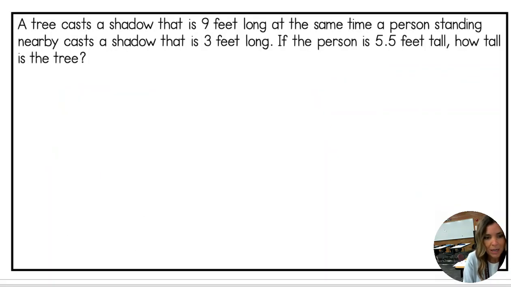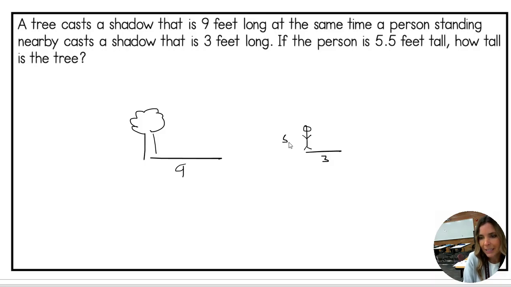Okay, let's do a couple more, and then you guys are going to be ready to do some problems on your own. A tree casts a shadow that is 9 feet long. So we have a tree. I'm not a very good artist, but here's our tree. A tree casts a shadow that is 9 feet long. At the same time, a person standing by casts a shadow that is 3 feet long. If the person is 5.5 feet tall, how tall is the tree?